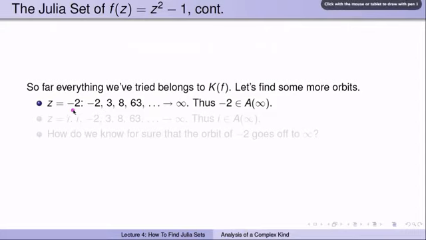How about z equals negative 2? Negative 2 squared is 4, minus 1, that's 3. 3 squared is 9, minus 1 is 8. 8 squared is 64, minus 1 is 63, and so forth. It looks like this is an orbit that has a chance to go off to infinity. So we think that negative 2 belongs to A of infinity, because that just keeps getting bigger and bigger and bigger.